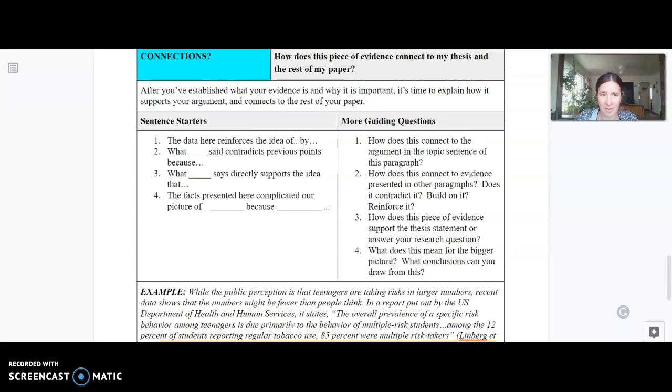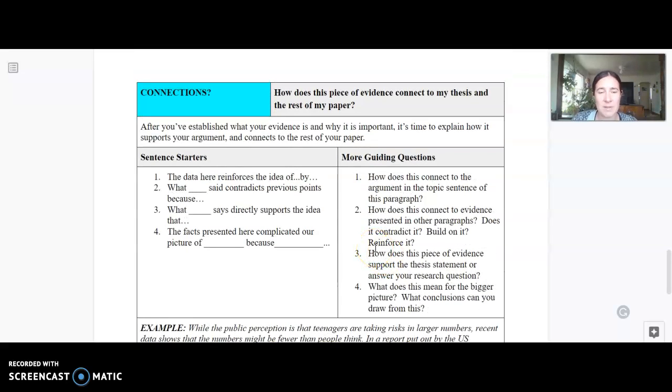And let's go to our final understanding and importance of analysis, the connections. As some of us call it, this is where you can get intertextual and make sure that the layers of complexity in your argumentation are evident. So how does this piece of evidence connect to my thesis and the rest of my paper? After you've established your evidence and why it's important, it's time to explain how it supports your argument, right? I'm going to underline that real quick. It's time to explain how it supports your argument and connects to the rest of your paper.